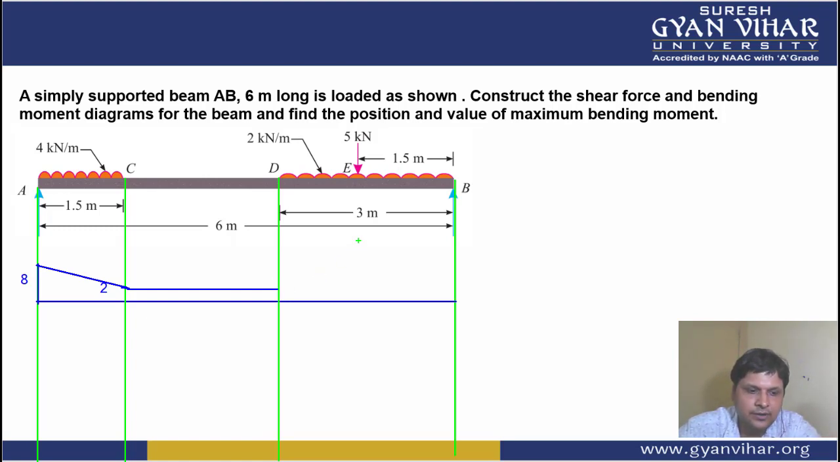At C, students, you will have a value that is equal to minus 3 plus 2, that is minus 1. So from here you will draw a vertical line like this to minus 1. The value here is equal to now 1.